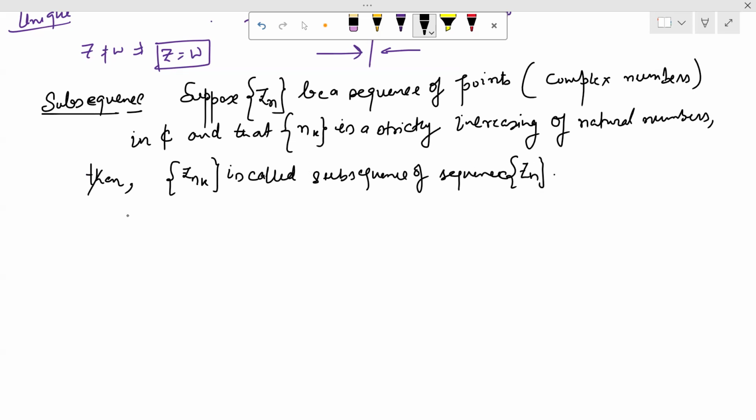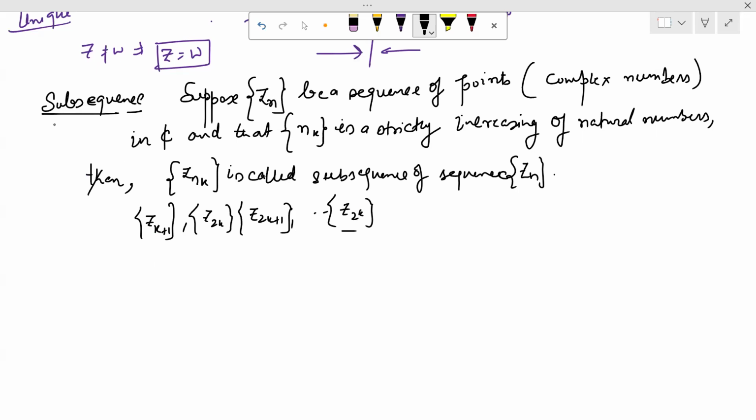I hope it is clear. So, let's say Z of k plus 1. This is also a subsequence. Let's say Z of 2k. This is also a subsequence. Let's say Z of 2k plus 1. This is also a subsequence. Let us say Z of 2k power k. This is also a subsequence. All these are subsequences. I hope it is clear.